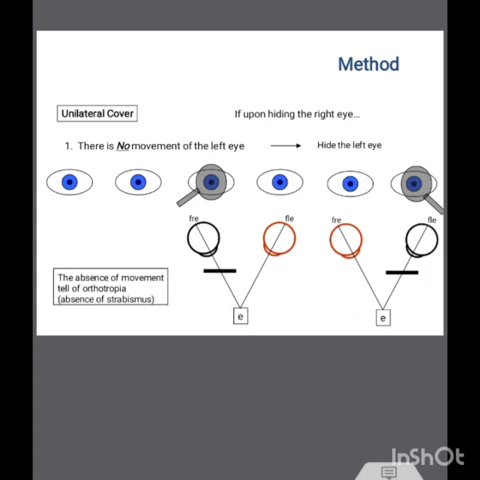Unilateral cover test. So unilateral cover test is done by occluding one eye and observing the movement of the other eye. For example, while occluding the right eye, we observe the movement of the left eye. If there is no movement in the left eye, we shift the occluder to the left eye and observe the movement of the right eye. If there is no movement in the right eye as well as in the left eye, then there is absence of strabismus or squint, and the condition is called orthotropia or orthophoria.